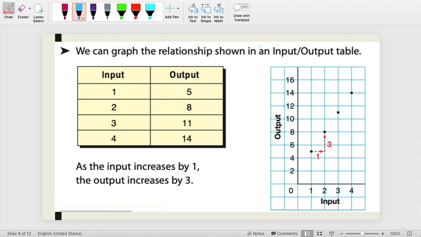Okay, we can graph the relationship shown on an input-output machine. So remember, this is our x. This is our y. Okay, so what this tells us is we need to plot the coordinates 1, 5. Okay, this will be 2, 8.